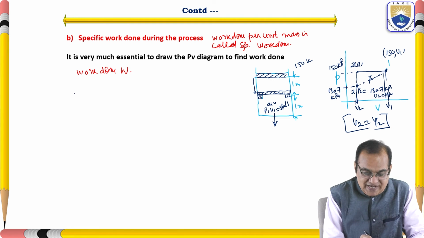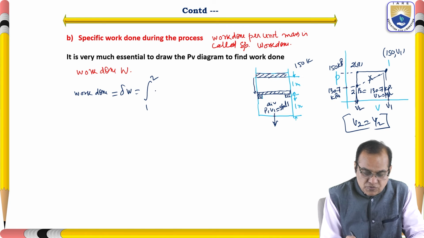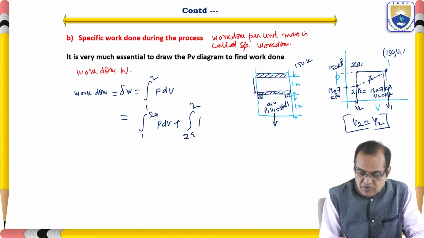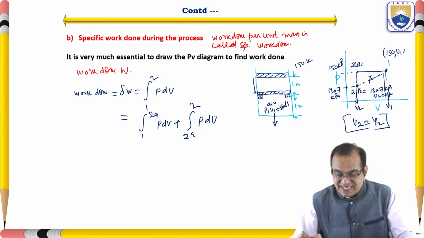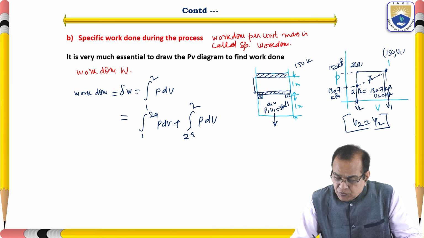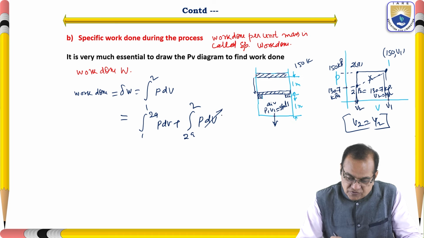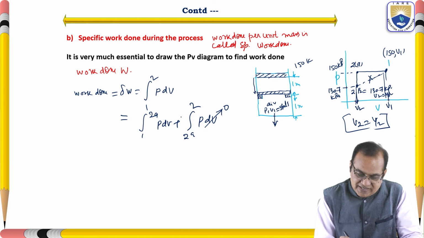So we know that the work done, dW, is equal to the integral from 1 to 2 of P dV. This we can write as the integral from 1 to 2A of P dV plus the integral from 2A to 2 of P dV. So here we can see from 2A to 2, the volume is constant. So this dV is equal to 0. So this part is 0.